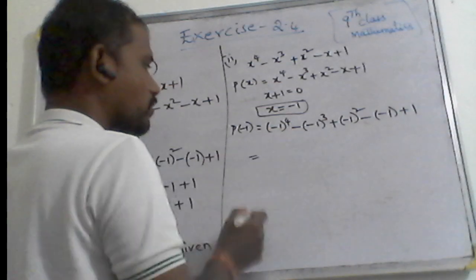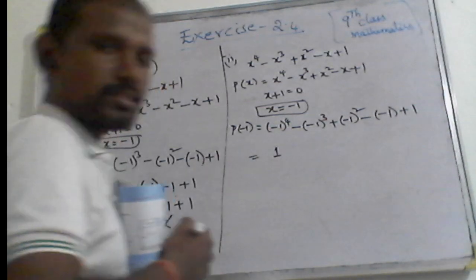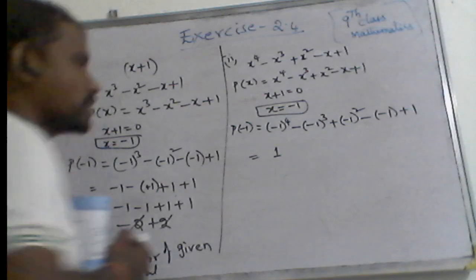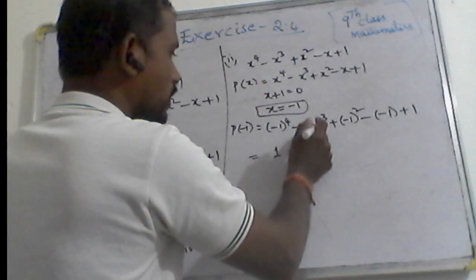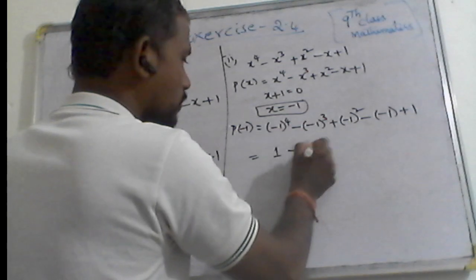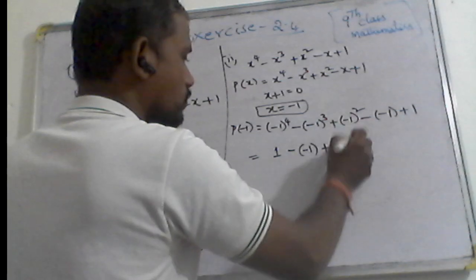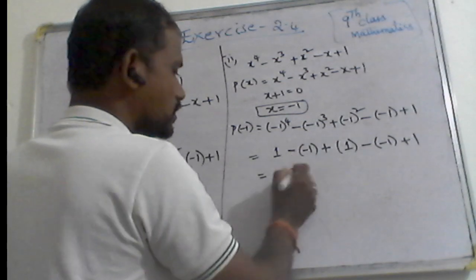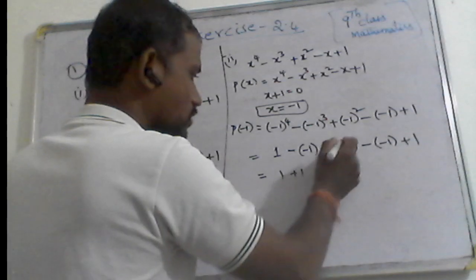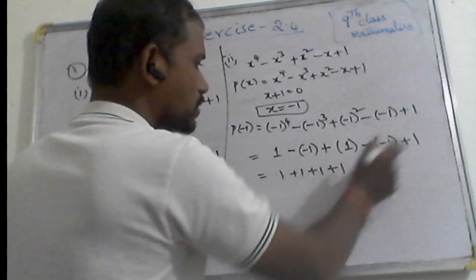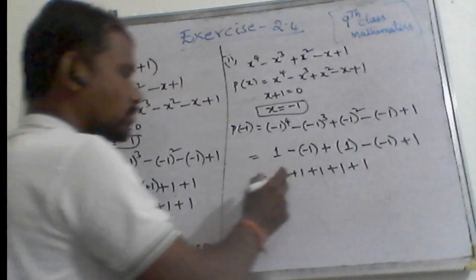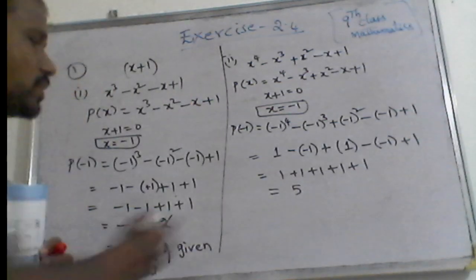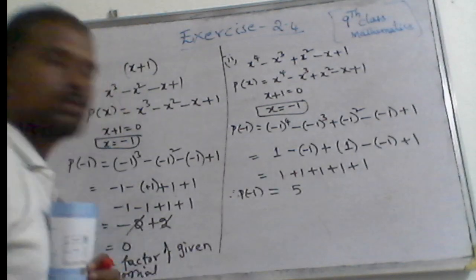So minus 1 whole power 4 means here plus 1, minus of minus 1 whole cube means plus 1, plus of minus 1 whole square plus 1, minus of minus 1 plus 1. So 1 plus 1 plus 1 plus 1 plus 1. Minus into minus is plus, here also plus 1. So total 1, 2, 3, 4, 5. Therefore P of minus 1 equal to 5.